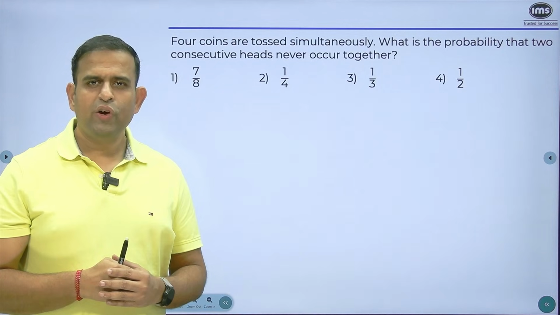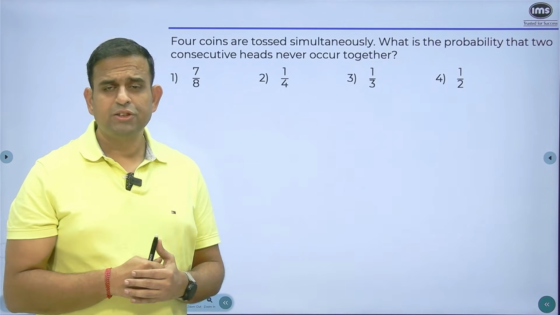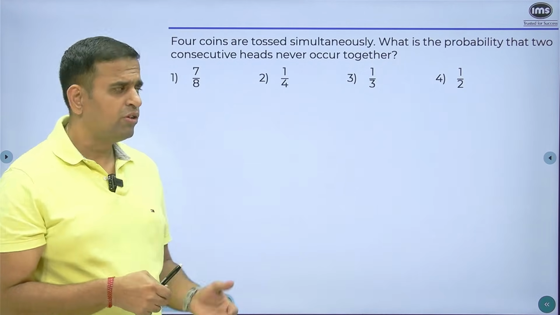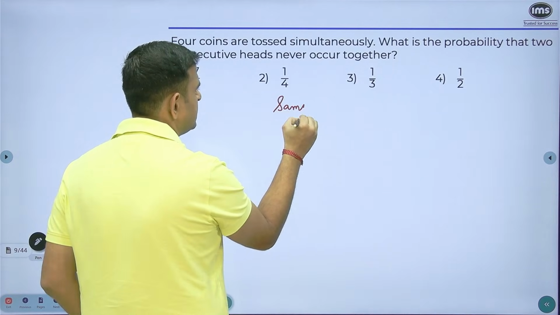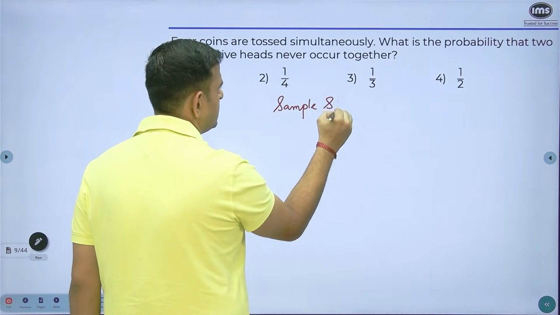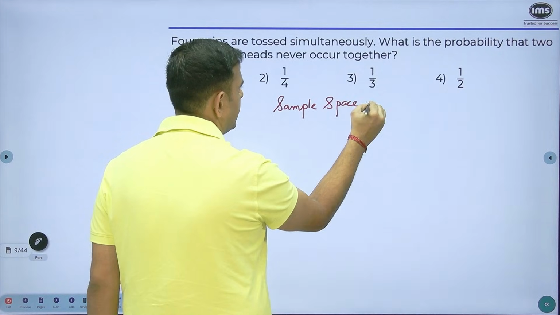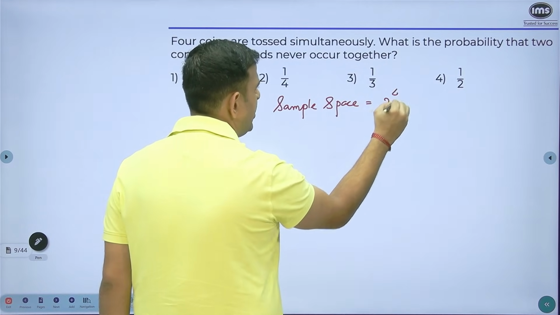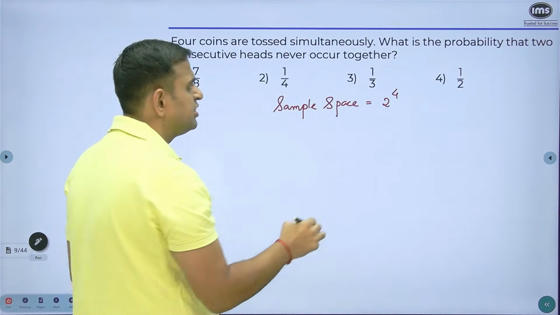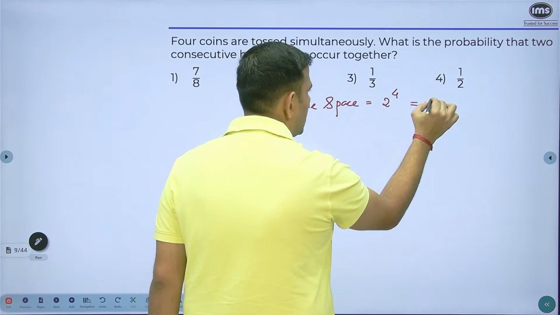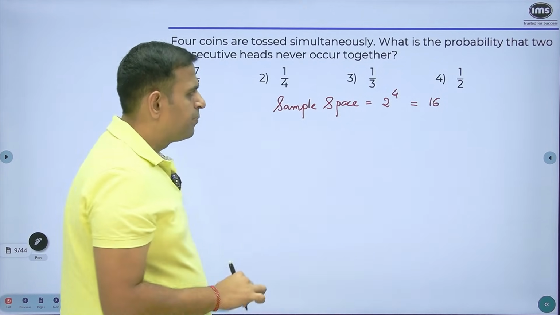If I look at one more way over here, slightly better than the previous one, without listing all the cases. First of all, your total sample space came out to be, for every coin we have 2 outcomes, the number of coins is 4, hence 2 raised to 4, which is 16, the total number of outcomes without listing them down.